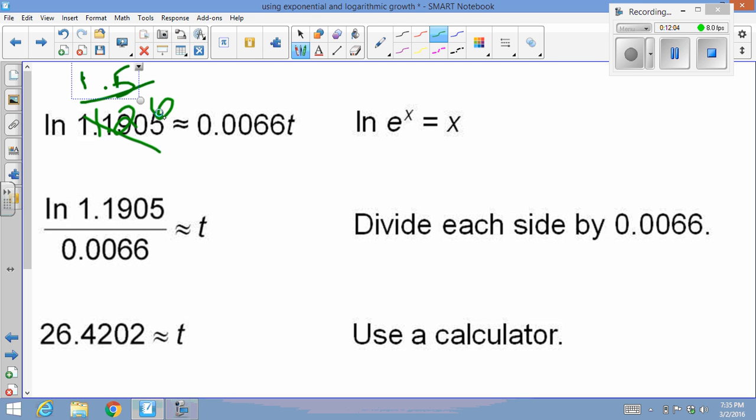And when you get that, you would see that it rounds to 26 years. So if it's 26 years and I started in 2000, that means in the year 2026, they would end up with the population of 1.5 billion. So coming up pretty close.